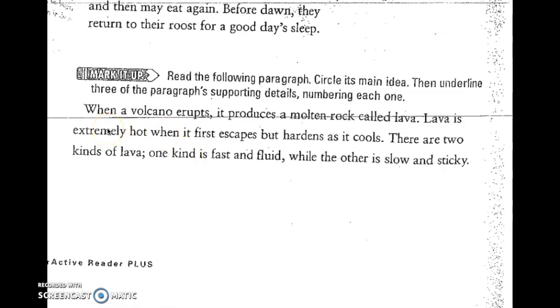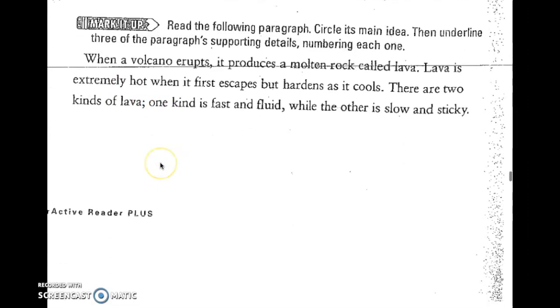When a volcano erupts, it produces molten rock called lava. Lava is extremely hot when it first escapes, but it hardens as it cools. There are two kinds of lava. One is fast and fluid, while the other is slow and sticky. So you have to identify those parts.